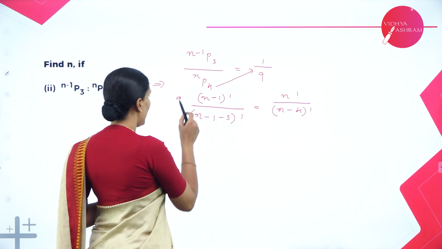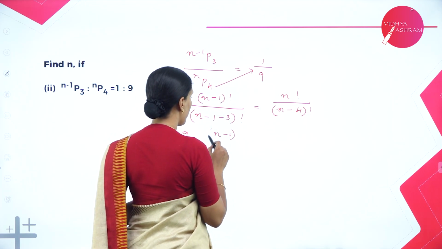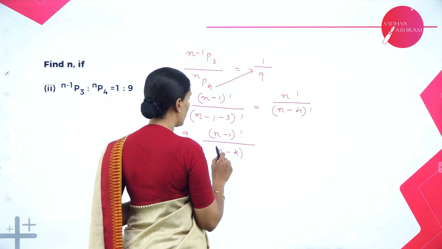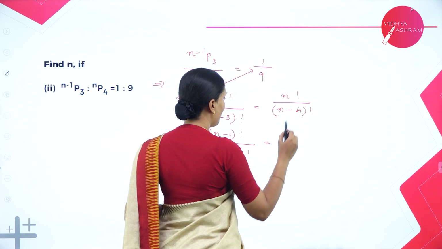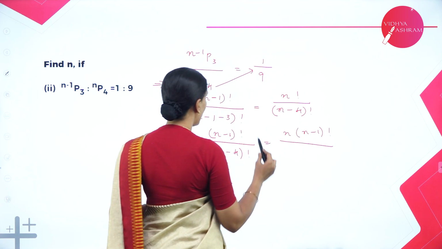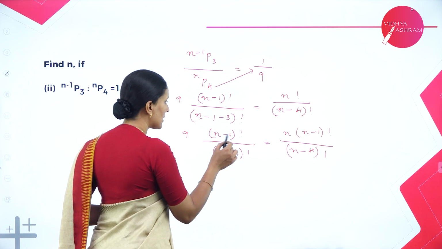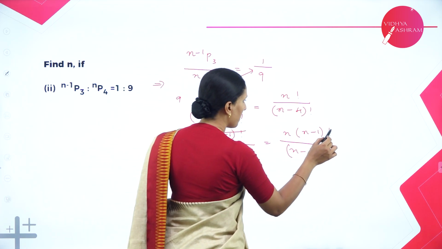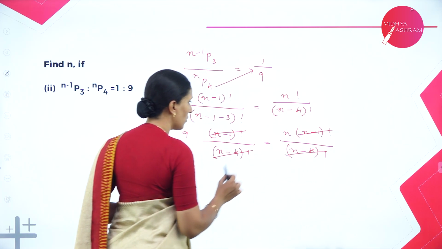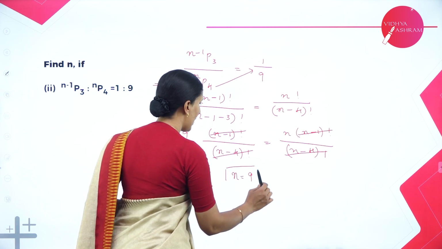Now let me keep 9 as it is, (n minus 1) as it is, and here we have (n minus 4) factorial, and n factorial can be written as n into (n minus 1) factorial, and here we have (n minus 4) factorial. So we can cancel (n minus 1) factorial and (n minus 4) factorial. Directly, we get the value of n as 9.